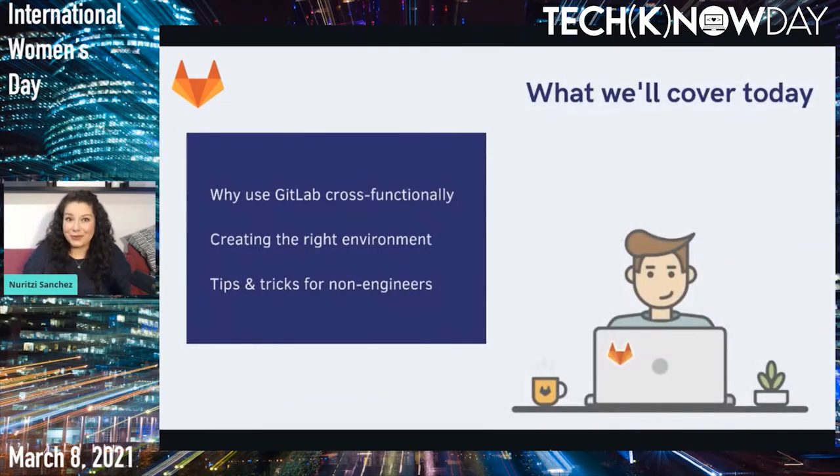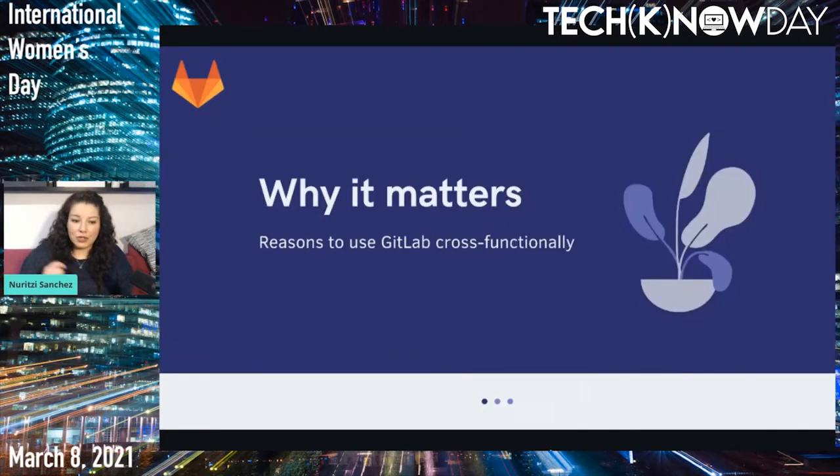So today we're going to cover three main things. First of all, why should we use GitLab for cross-functional teams? I want to talk a little bit about how to create the right environment in order to facilitate that. And I want to give some tips and tricks for non-engineers. We'll go ahead and dive right in with why this matters. So basically, reasons to use GitLab cross-functionally.